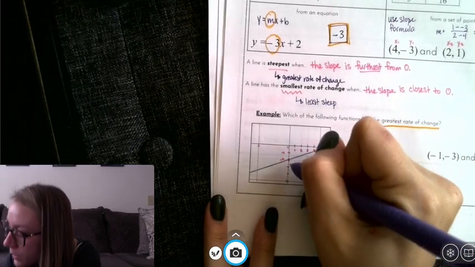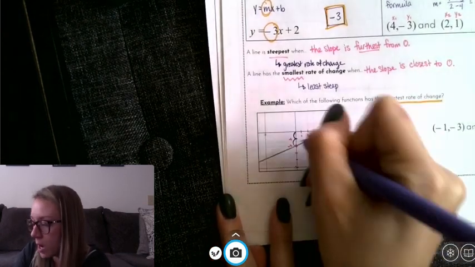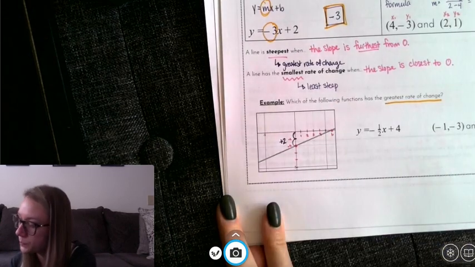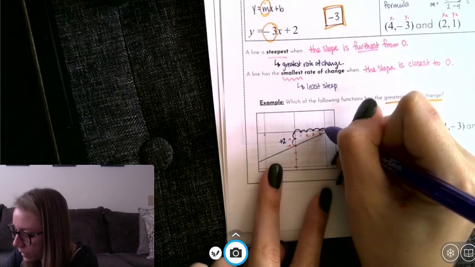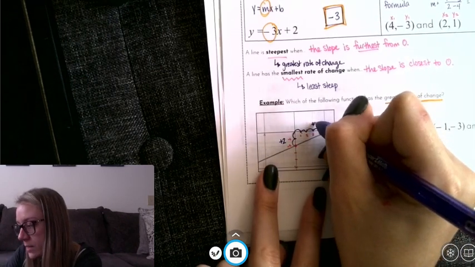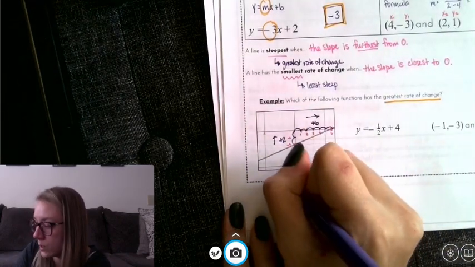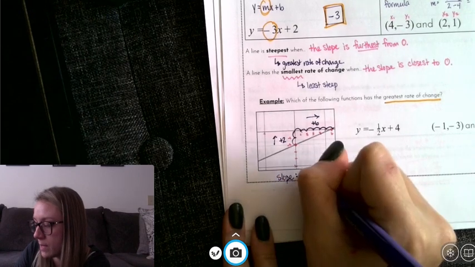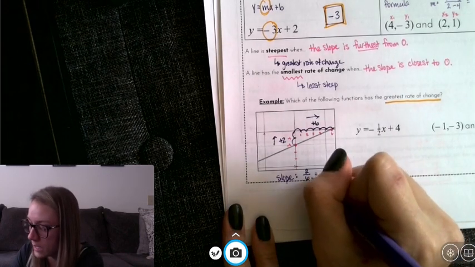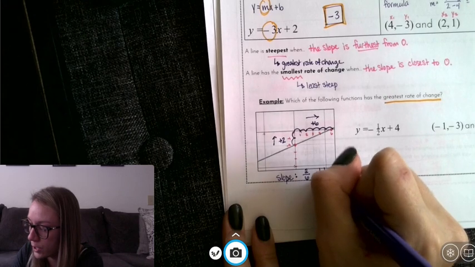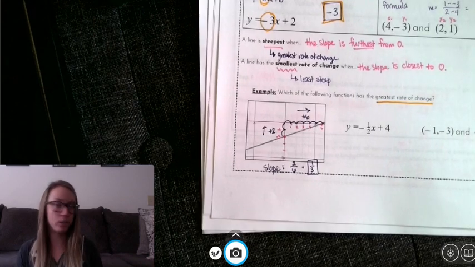So when we do rise over run, we're going to go up 1, 2. Since we went up, our rise is a +2. And then our run is 1, 2, 3, 4, 5, 6. And we went to the right, so that's a +6. So this is our rise and this is our run. So our slope is going to be a +2 over a +6. And we can simplify that. I can divide both of those by 2 and I get 1/3 as my slope. So that's my first slope.